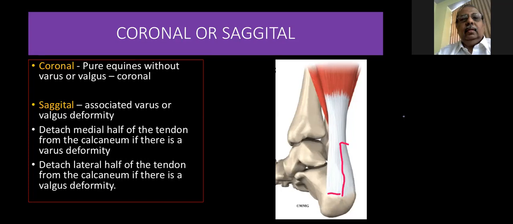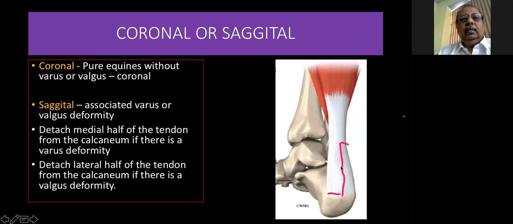If there is a pure equinus without any varus or valgus, you do it at the coronal plane. Suppose there is associated varus or valgus deformity, you do it in the sagittal plane. That is, sagittal plane means in this plane you cut. Usually, the equinus is associated with varus. Therefore, the distal part you cut medially, and the proximal part you cut laterally. And then you make a Z, and then lengthen it and suture.